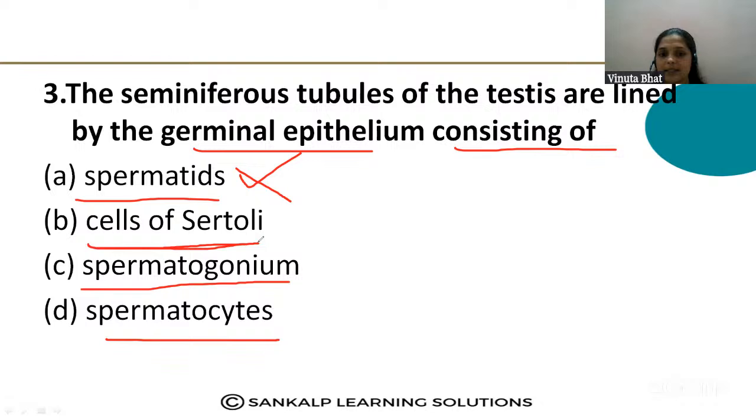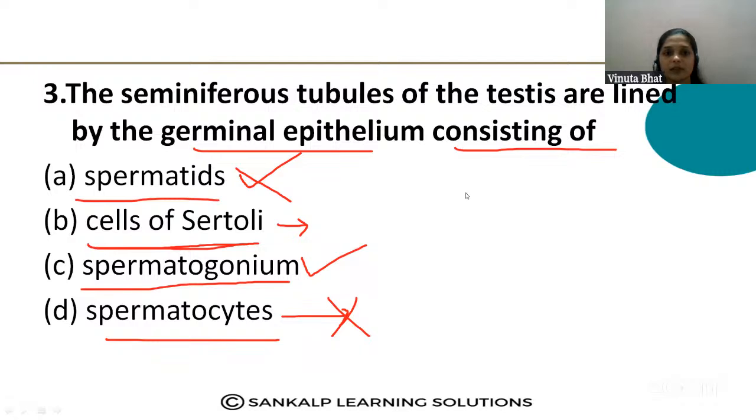Cells of Sertoli, Sertoli cells, they are not the germ cells, right? Spermatocytes, they are produced by the germ cells. So it is also a wrong answer. So the correct answer is spermatogonial cells, or spermatogonium, spermatogonia. That is lined by the germinal epithelium consisting of spermatogonium. Why are the remaining 3 answers wrong? Just check it out. You should check why the remaining 3 options are not correct.